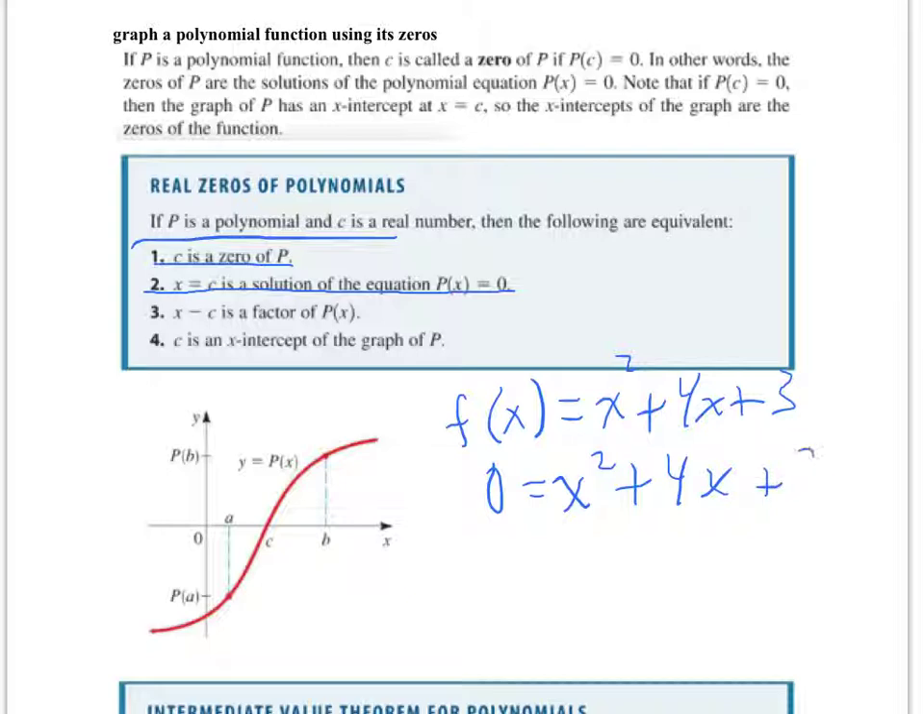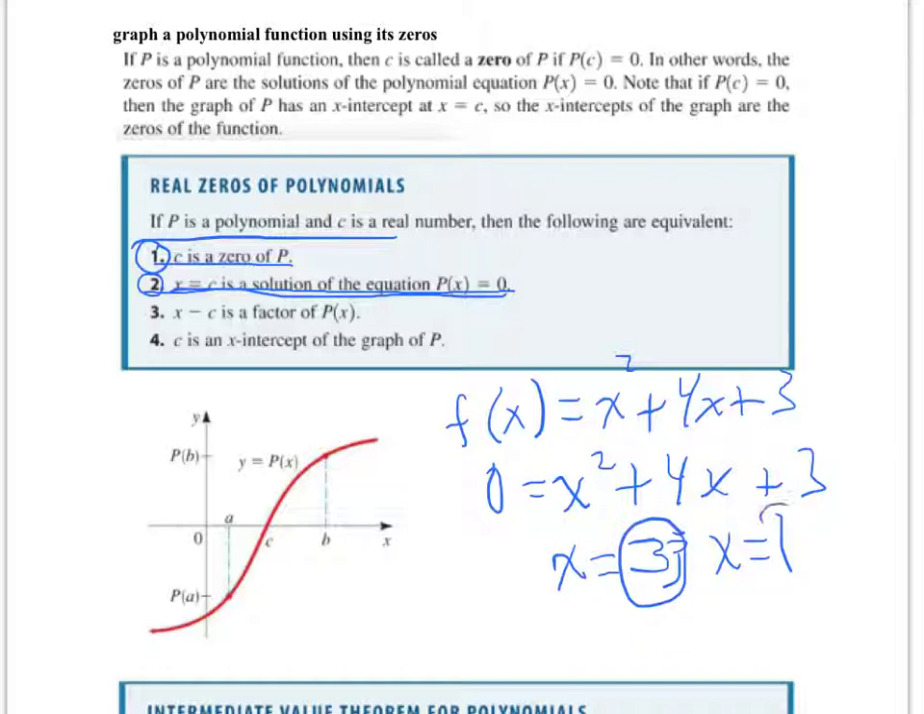You know, by factoring or by completing the square or by using the quadratic formula, you've been finding a solution of the equation p of x, in this case f of x, equals 0. Well, that's what we mean by a zero. I think the solutions are x equals 3 and x equals 1. Those are the two solutions. We call those numbers 3 and 1 zeros of the polynomial f of x in this case.